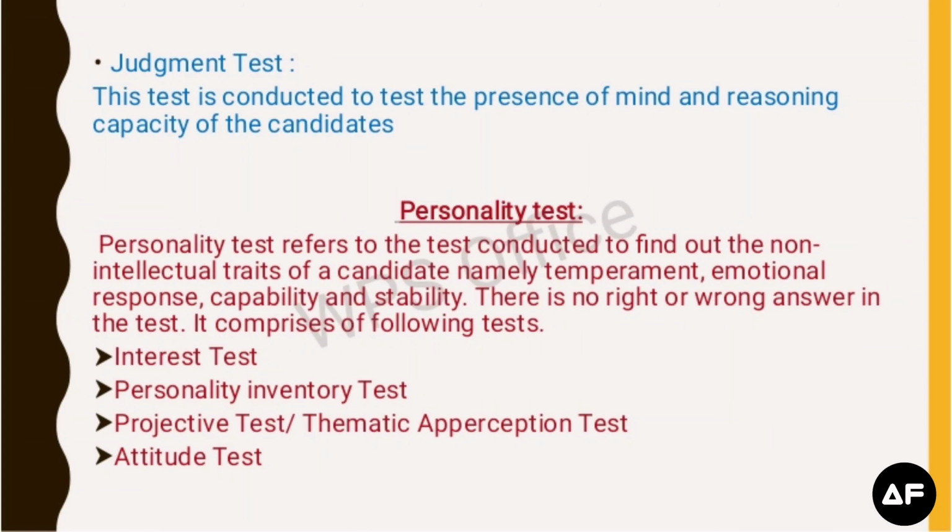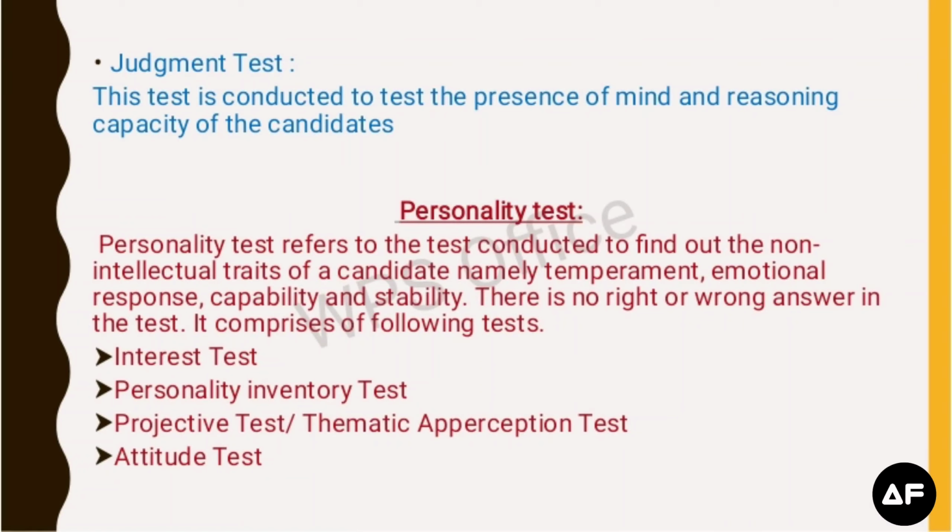Fourthly is the judgment test. To test the presence of mind and the reasoning capacity of the student, this judgment test is applied. So the next set or division of selection tests is the personality test. We are done with the ability tests so far, until the judgment test. The next set of tests are the personality tests, which include interest, personality, projective and attitude.